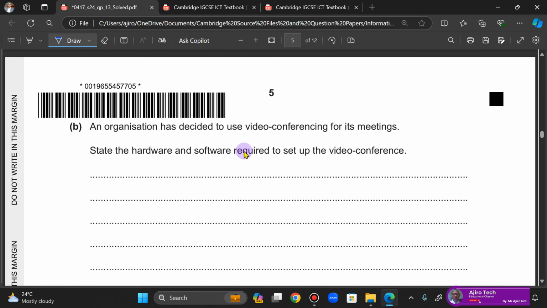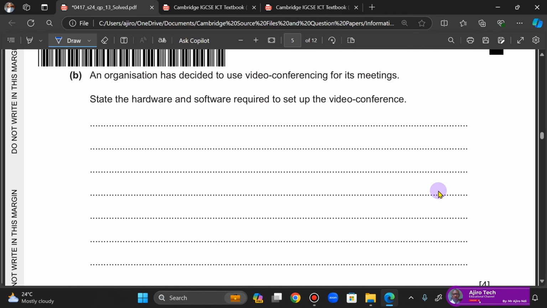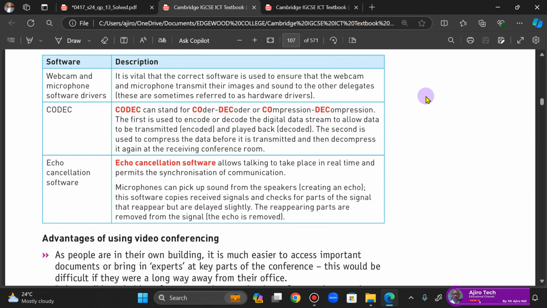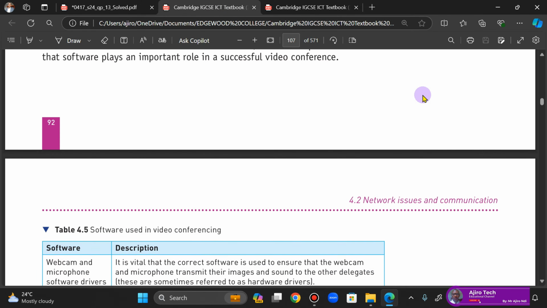An organization has decided to use video conferencing for its meeting. State the hardware and software required to set up the video conferencing. Okay, so let's do that. And you see it right here. Let me show you here so you can actually see what is required.